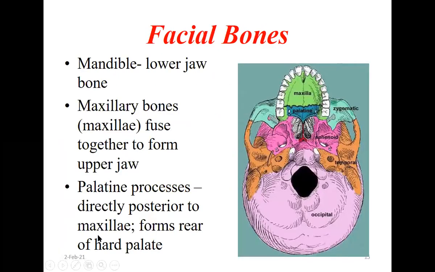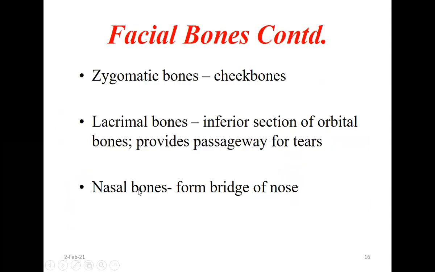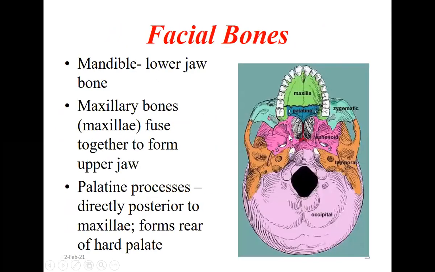Then there are palatine processes directly posterior to the maxilla, which form the rear part of the hard palate. If you see here, this is the horizontal plate of the maxilla. On either side they fuse together, and this is called the hard palate, which will form the roof of the oral cavity. So here the maxilla forms the roof of the oral cavity. This is seen from below.